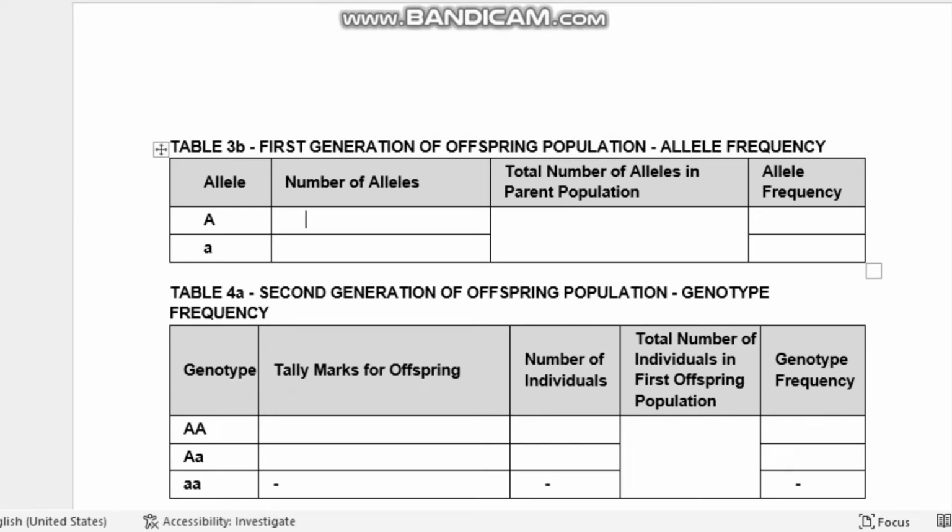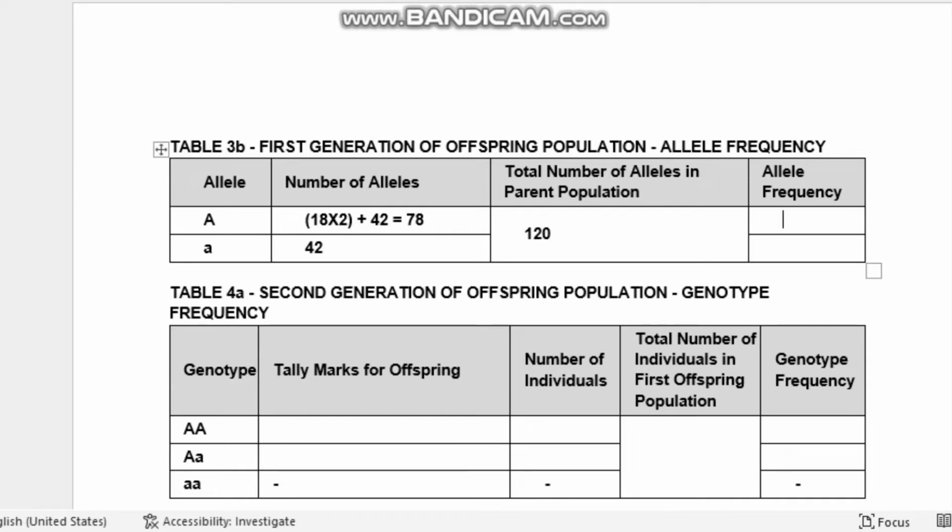Okay, so for table B, the number of alleles is 18 times 2 plus 42, we get 78. And for the small letter a it is 42. And so the total number of alleles is 120.